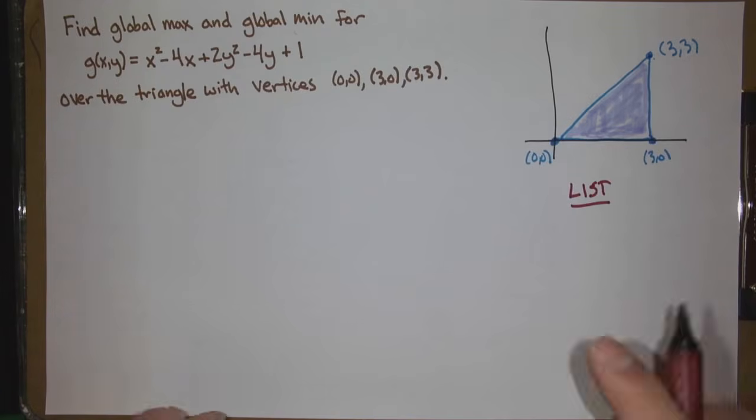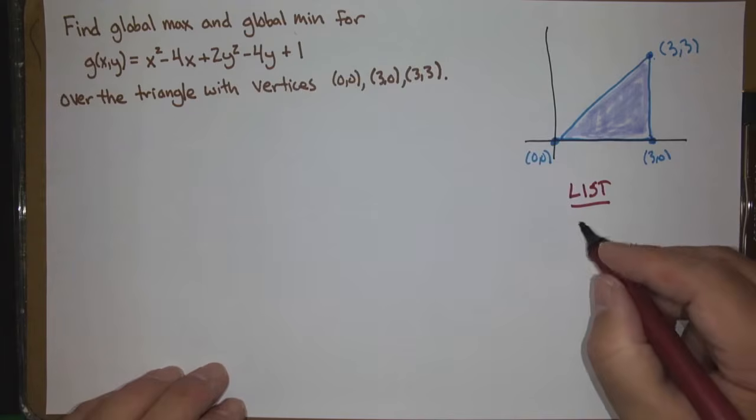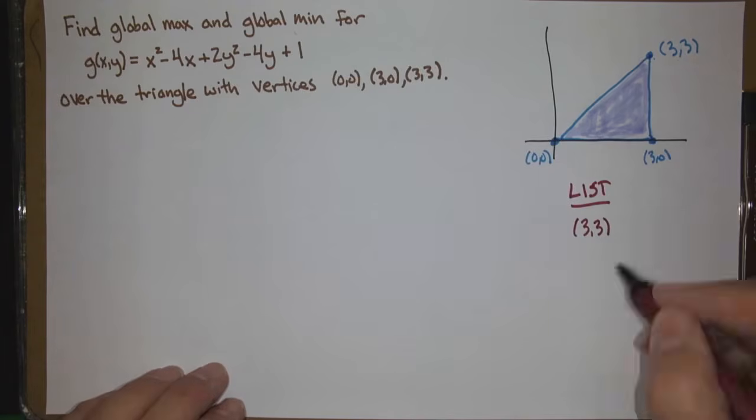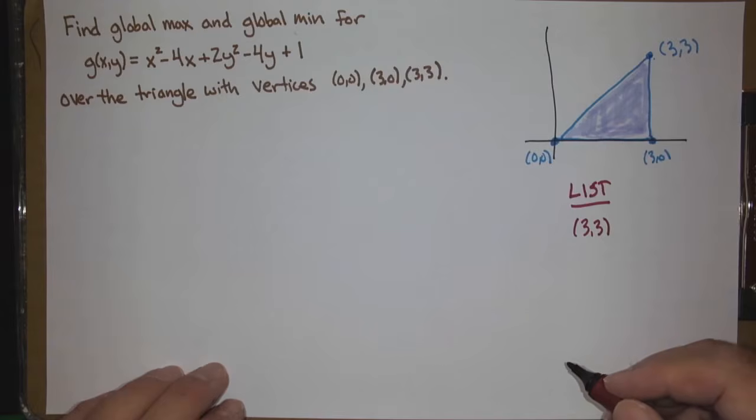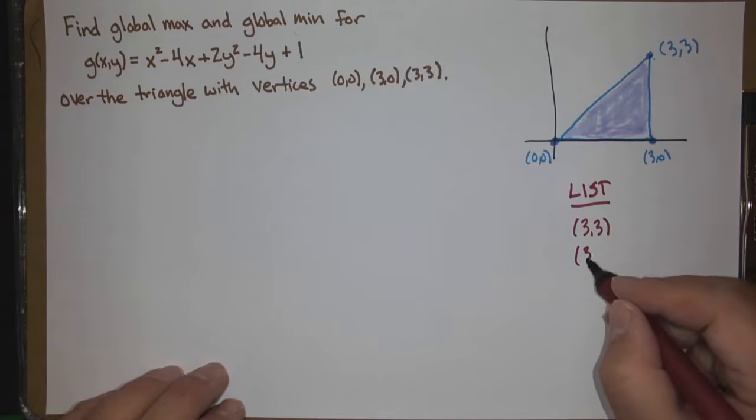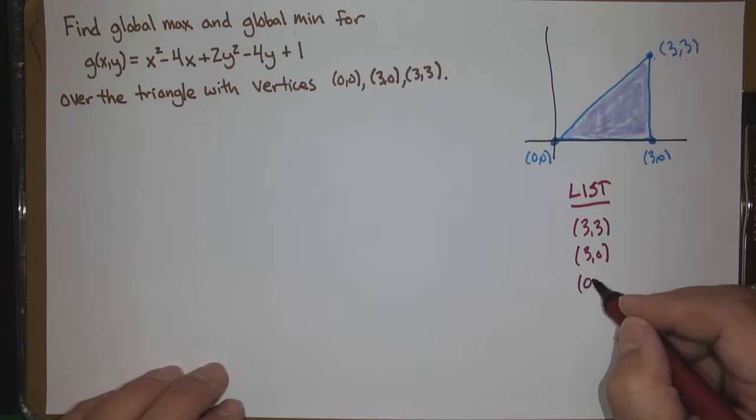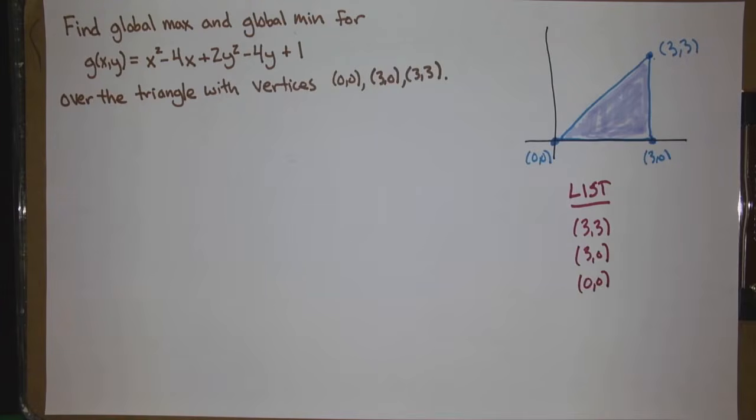1, 1, 2. 3, 3 is going to make our list, somebody mentioned. Anywhere else? 3, 0. 3, 0. Anywhere else? 0, 0. Now, your list can be huge, but ideally, you don't want to add lots of points that you don't need to. Adding more points won't give you the wrong answer, but it'll make you do more work, and it'll make the grader say, what was this student thinking? Not that they won't say that, but, let's not give them an excuse.